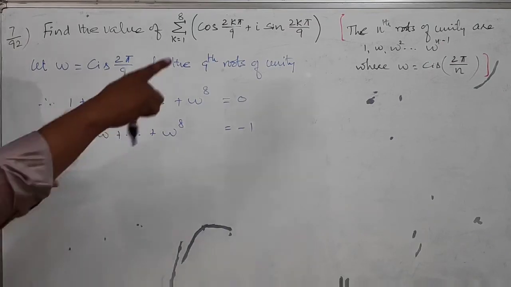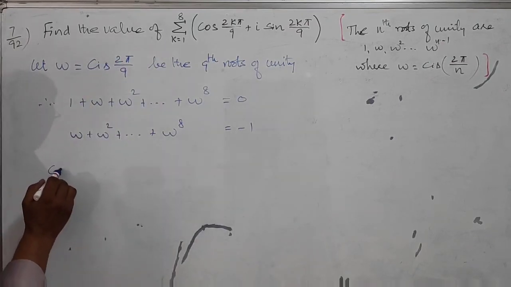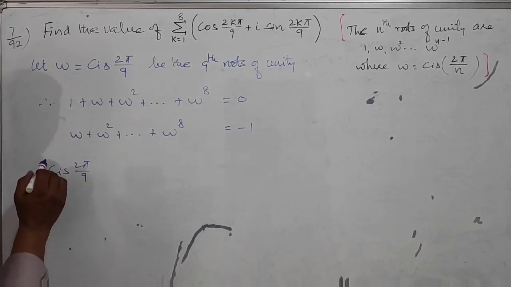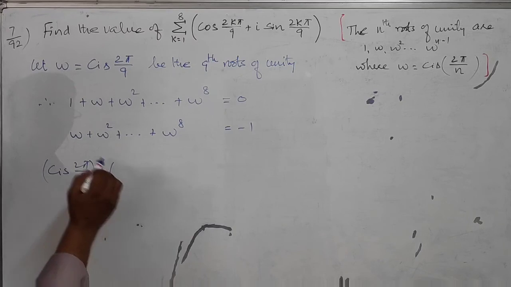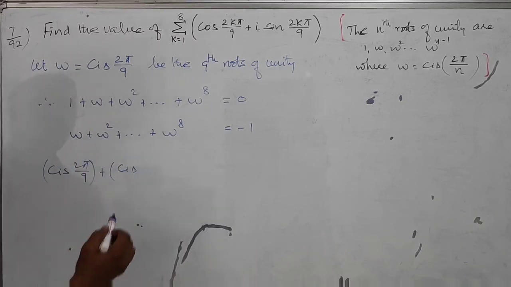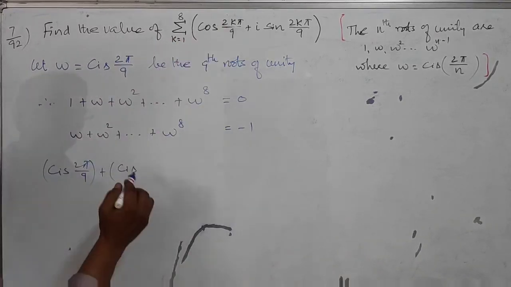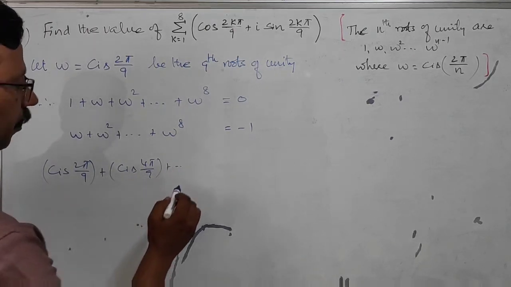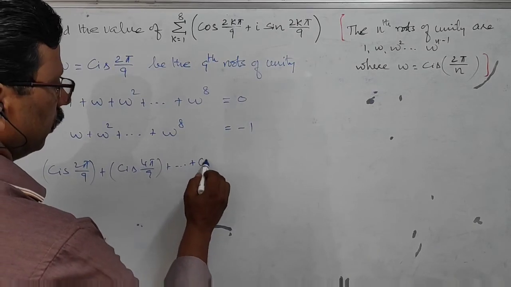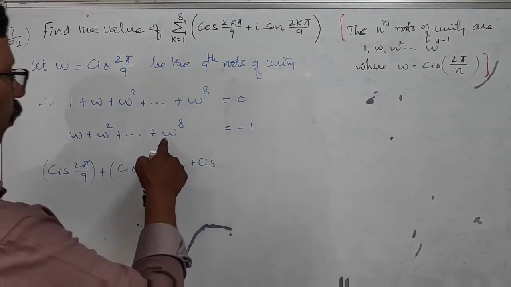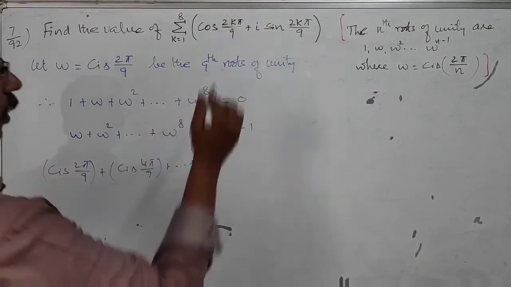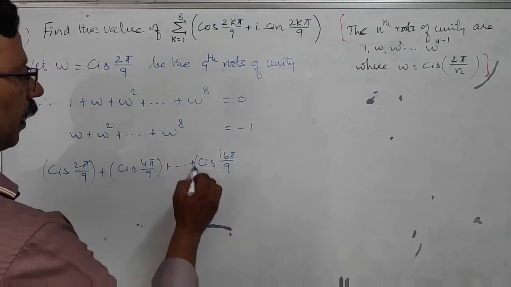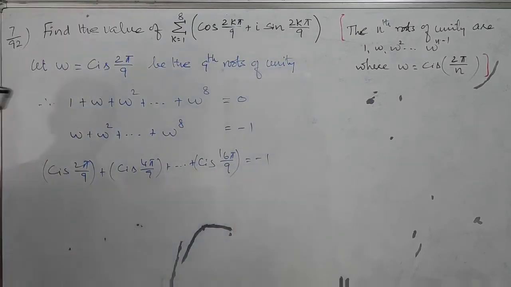This omega is nothing but cis 2 pi by 9. Then plus omega square is cis 4 pi by 9, when you put k equal to 2. You can write plus etc. plus cis, here you put k equal to 8, 8 times 2 is 16 pi by 9. You can write it like this, which is equal to minus 1.